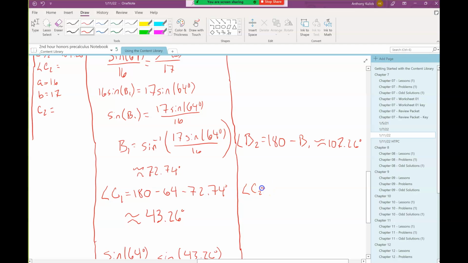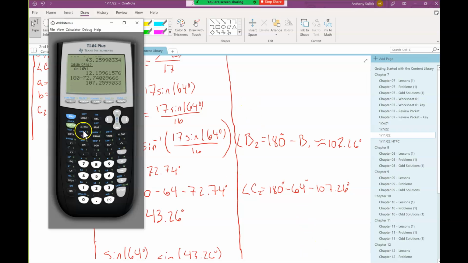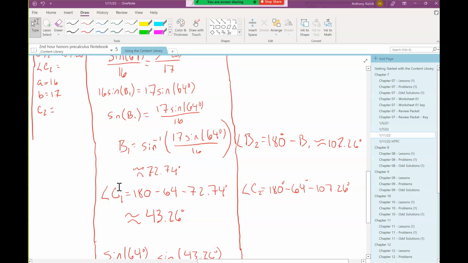Now to find C2, that's easy because we have the other two angles. So far, so good? Okay. Oh, shoot. 64. So 8.74.